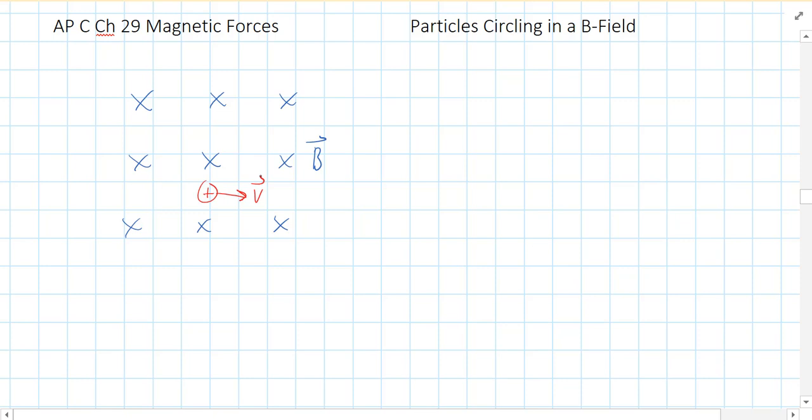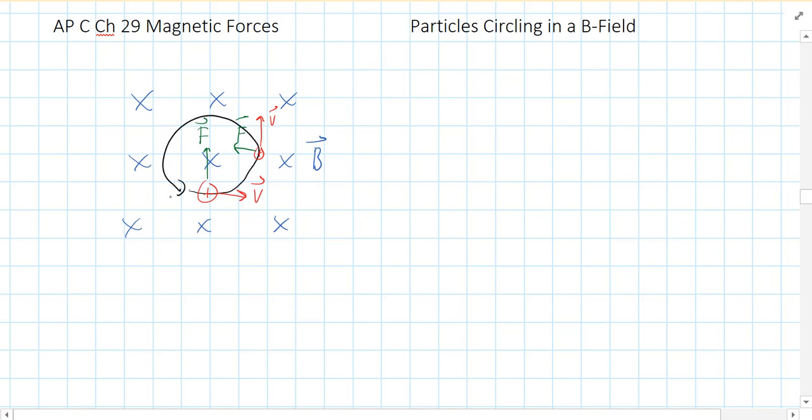So if you do your Lorentz force rule, if you point your fingers to the right with the velocity, you curl them into the page with the magnetic field and stick your thumb out, your thumb will point up. So the force on this particle would be up, which is perpendicular to the velocity. So he's going to turn in a circle. So a few moments later, he'll be moving upward, but now the force on him will be to the left. Okay, so this particle's path will be a circle.